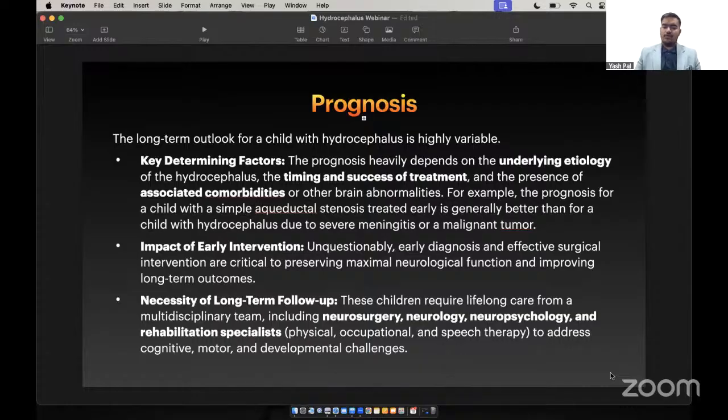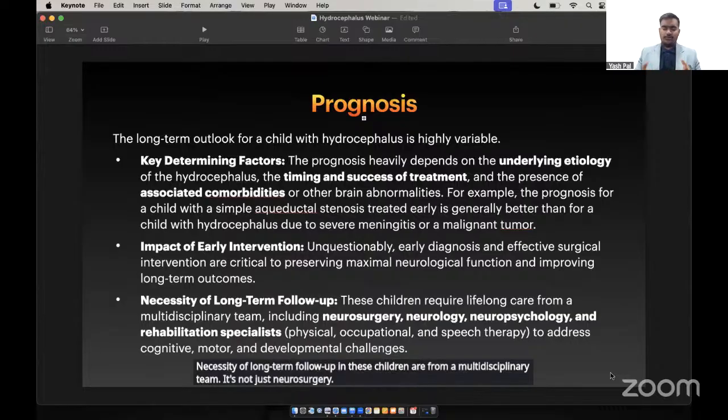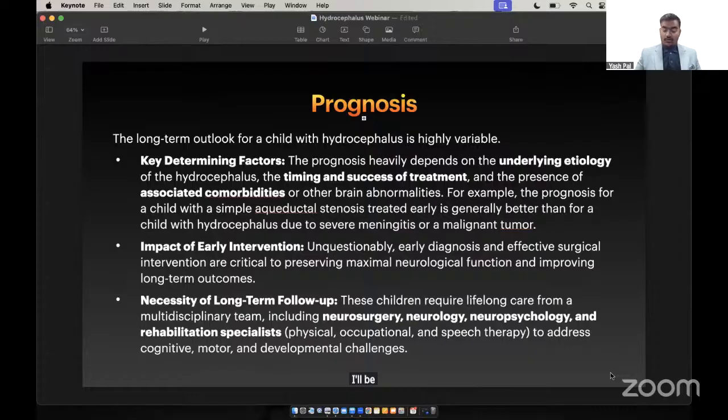Long-term follow-up in these children is necessary from a multidisciplinary team. It's not just neurosurgery, it's going to be neurology, neuropsychology, and rehabilitation specialists. We will also have to seek a pediatric consult based on the development of the child, like cognitive, motor, and developmental challenges.